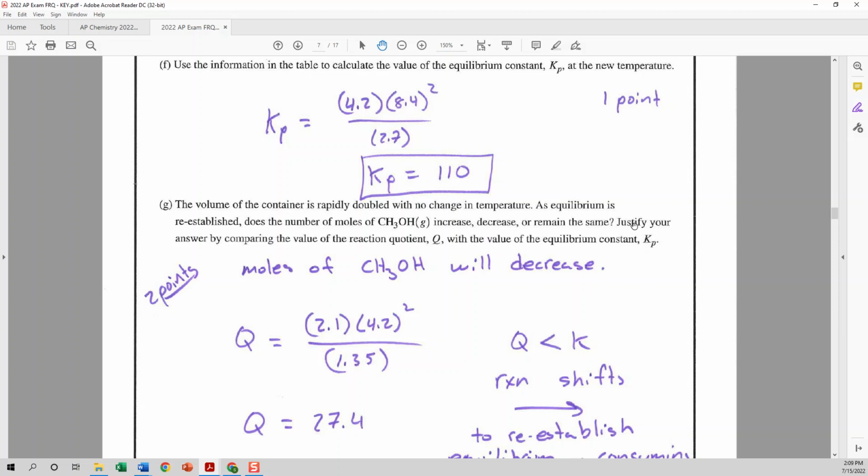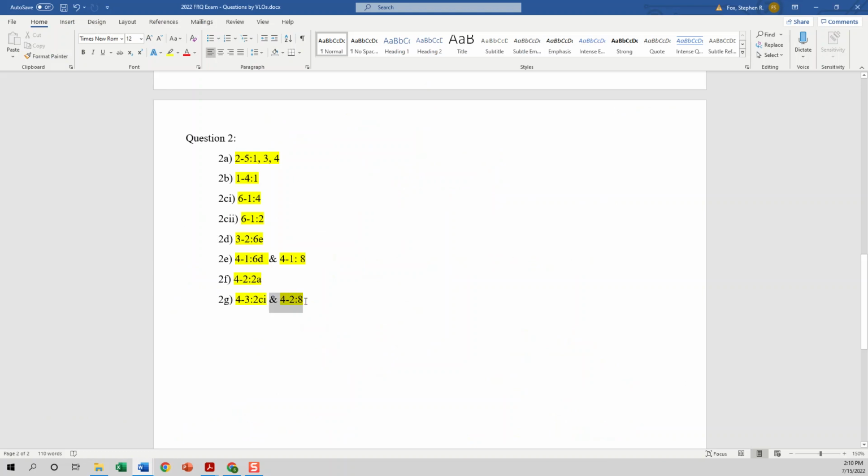If they didn't give us this at the end, if it just said justify your answer, there's actually a couple different ways to justify that the moles of methanol will decrease. But we have to use the Q calculation, not Le Chatelier's principle. I want to show you both. The Q calculation one would be 4-2B, but 4-3 2CI would be Le Chatelier's principle. It might be a good idea to know the Le Chatelier's principle one, because you could quickly decide what's supposed to be true using Le Chatelier's principle, and then you'd have to go back and figure out how to justify it with a Q calculation.